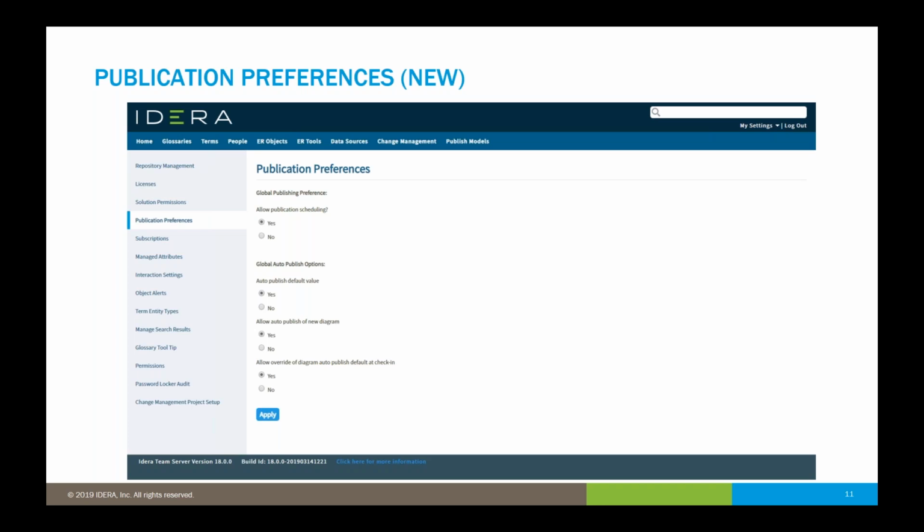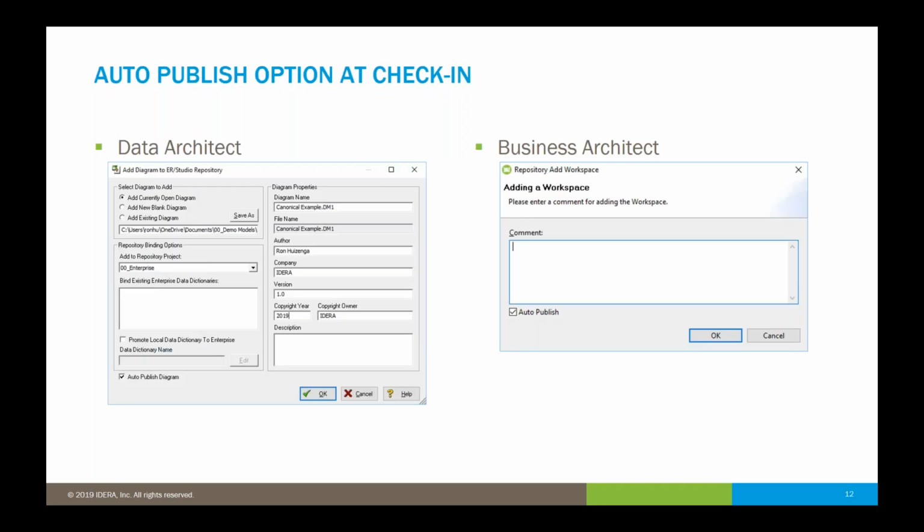The other thing, though, is if you want to allow overrides of the default value at check-in, and this is going to control the behavior of the check-in dialogues and, of course, the add diagram or workspace dialog boxes as well. The way that's going to work is, here's a couple of examples, and I'll show you the process itself in just a moment. But here's the add diagram on Data Architect on the left-hand side of the screen.